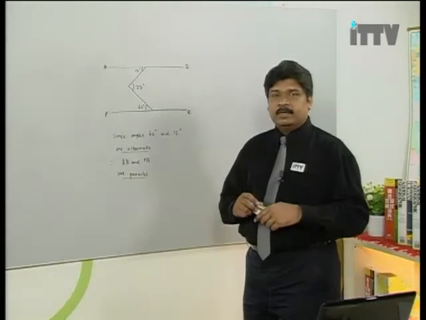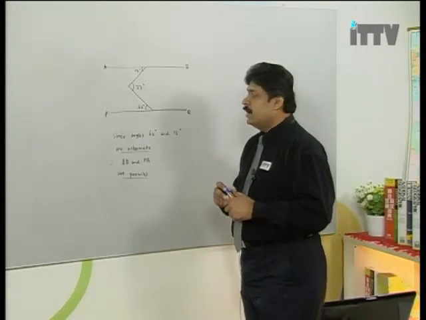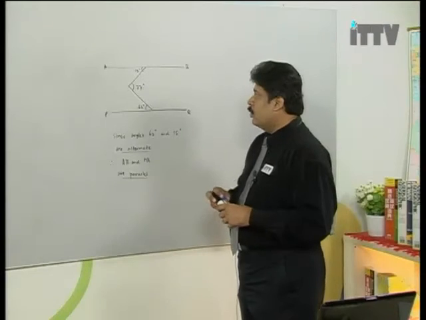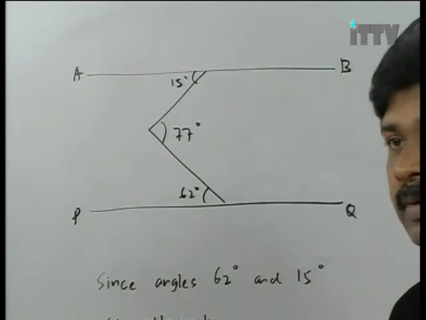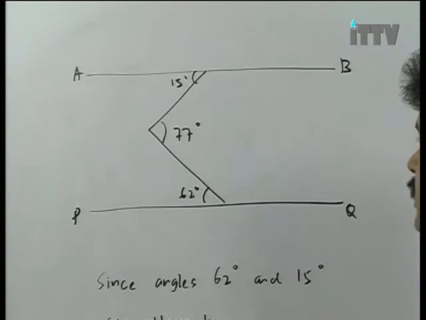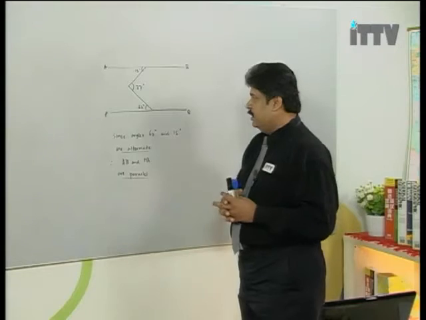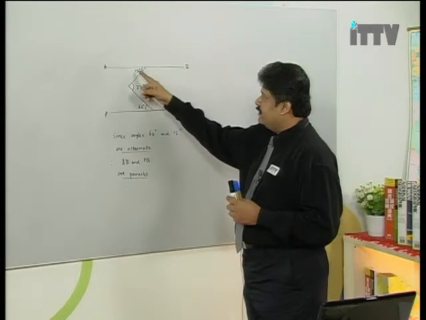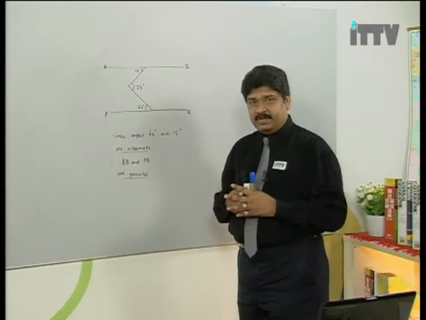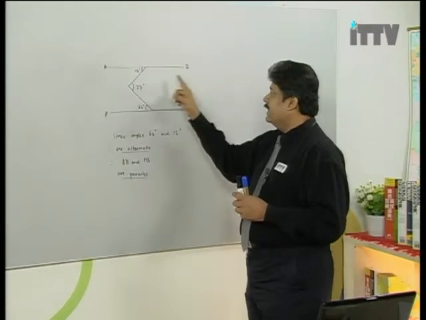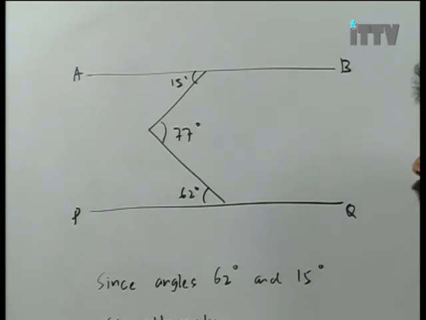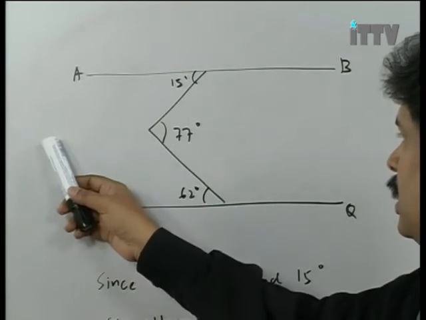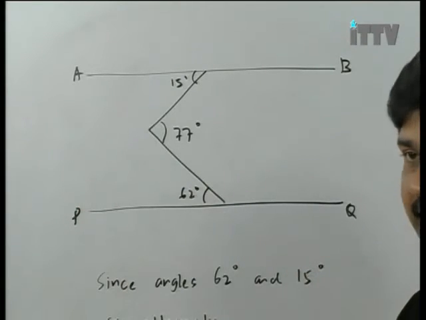Well, boys and girls, in this question, we are also required to find whether line AB and PQ are parallel or not. Now, when you look into this diagram, it looks a bit more difficult to understand, because we have a 62 here, we have a 15 the other side, and we have a 77. In order for us to see whether line AB and PQ are parallel, what you need to do here is, we got to draw a dotted line on the 77.